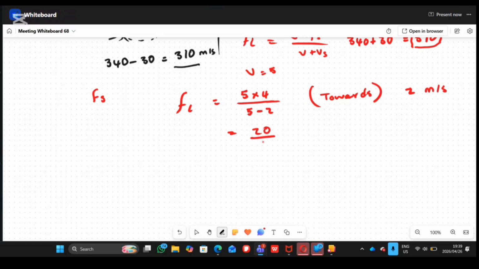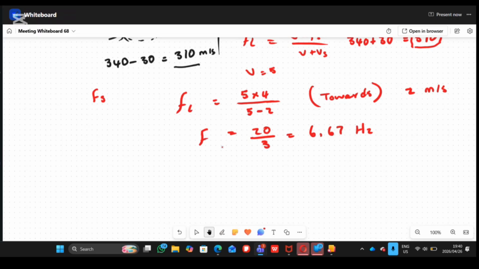20 divided by 3, which is basically, what is 20 divided by 3? Oh, I have a calculator. This is actually 6.67 hertz. That's my frequency of the listener. This is the frequency that I'm detecting now when the sound source is moving towards me.